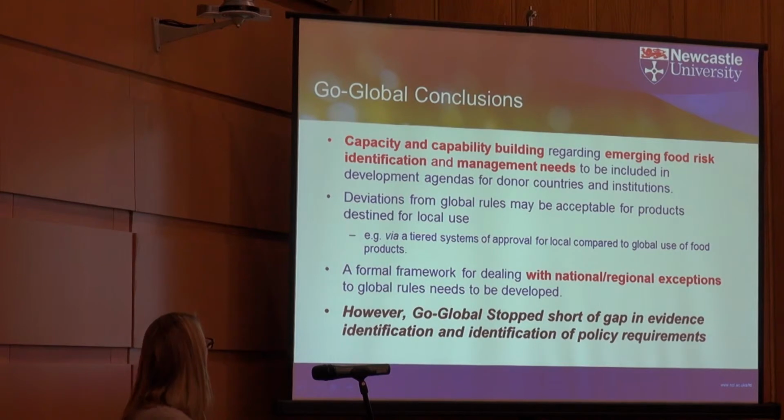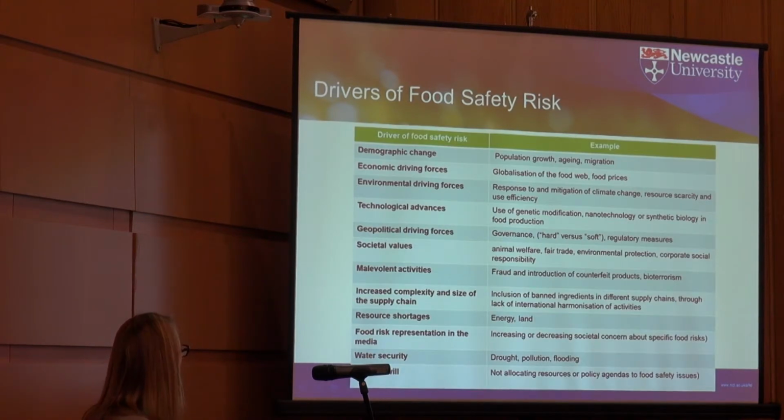So the final conclusions from the Go Global project suggested that capacity and capability building regarding emerging food safety risk identification and management needed to be included in the development agendas for donor countries and institutions, and deviations from global rules may be acceptable for products destined for local use via a tiered system of approval. But a formal framework for dealing with national and regional exceptions in global rules really needed to be developed. This is where the Go Global project stopped.